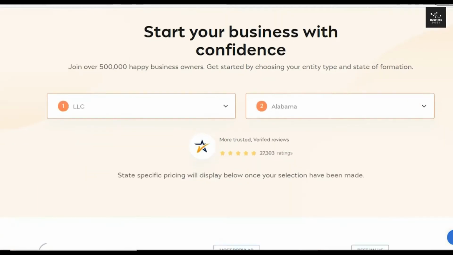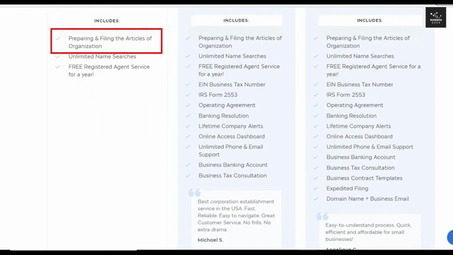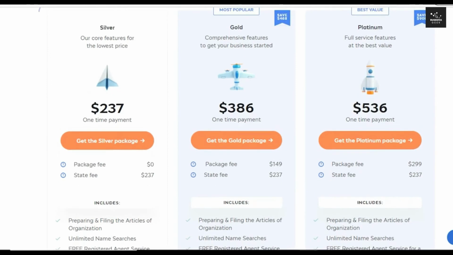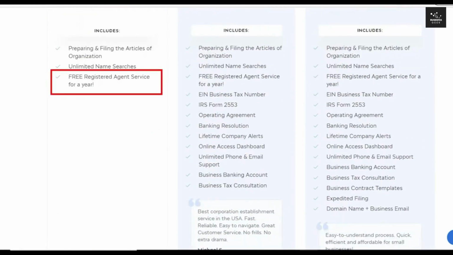IncFile is one of a kind, as it offers a free package with services such as preparing and filing your articles of organization. Well, you still have to pay $237 for the state fees, which you would have to do anyway if you chose the DIY option. But looking at the bigger picture, all other companies will still charge their service fee on top of state filing fees. IncFile does not collect this fee. This plan already includes a free registered agent for your first year of subscription, and $119 annually moving forward if you decide to continue the service after the first year.